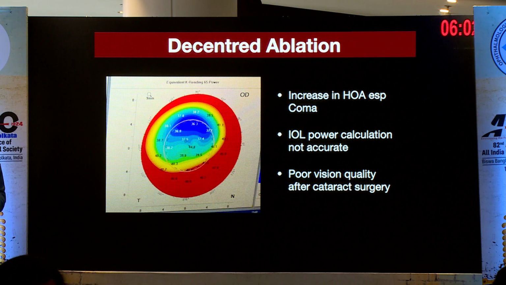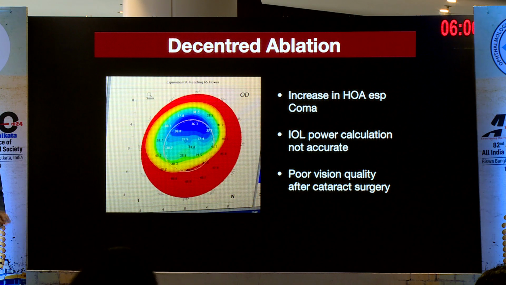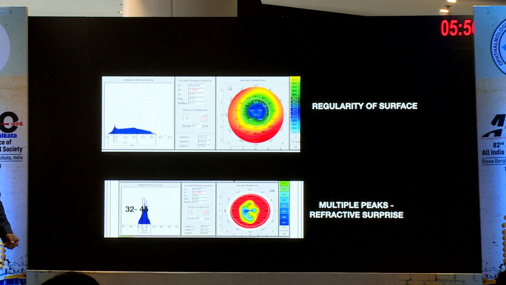So this has to be warned to the patient beforehand. Again, the IOL power calculation may not be that accurate in these patients. Even if you have a centered ablation, you look for the regularity of the ablation, and this is possible in Pentacam when you look into the holladay report, where you can see the corneal power distribution curve in the zone that you need to measure.